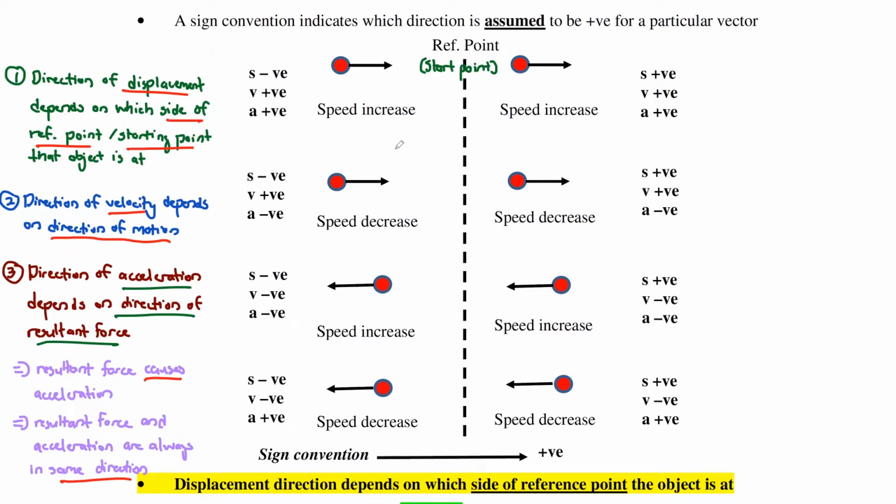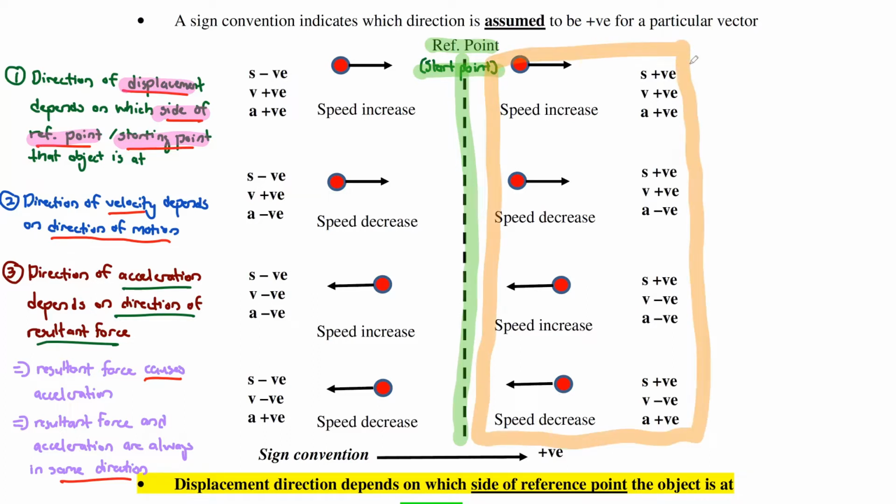The diagram here shows various motion of an object. We're interested to know the direction of the displacement, velocity, and acceleration in terms of whether they're going to be positive or negative. Let's first start with displacement. Direction of displacement depends on which side of the reference point or starting point that the object is at. In this diagram here, the reference point or starting point is given by this line.